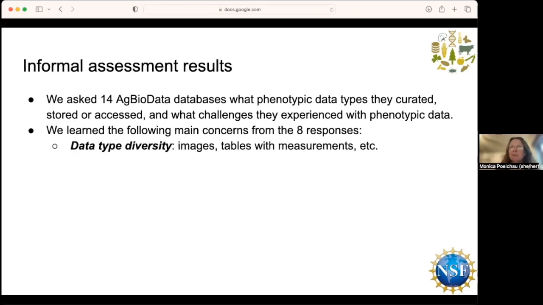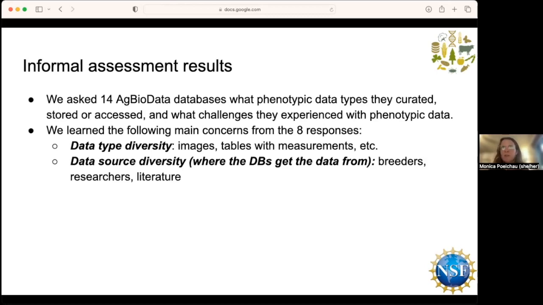So there's a diversity in data types for phenotypic data. It seems like there's images and there's stuff that you put into a database, into a table, and that stuff can be pretty diverse in terms of what it is, but also its source. So where do you get the data from? Is it from breeders that you interact with? Is it from researchers that you are yourself, or from other databases, or from other scientists? Are you curating it from the literature? And we think that all of those different data sources can present different problems for structuring that phenotypic data in a database.